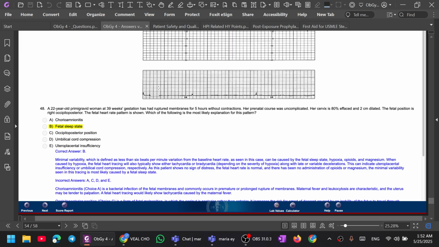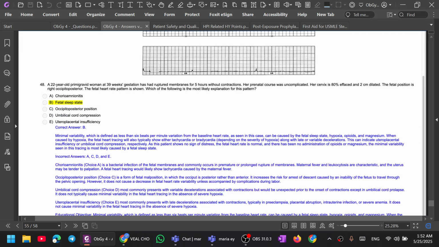And it's not occiput posterior position, which is a form of fetal malposition in which the occiput is posterior rather than anterior. It increases the risk for arrest of descent caused by inability of the fetus to travel to the pelvic opening. However, it does not cause a decrease in fetal heart rate variability unless accompanied by complications during labor.